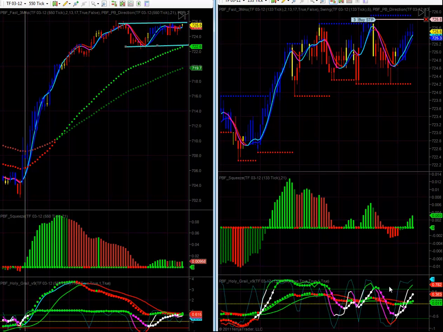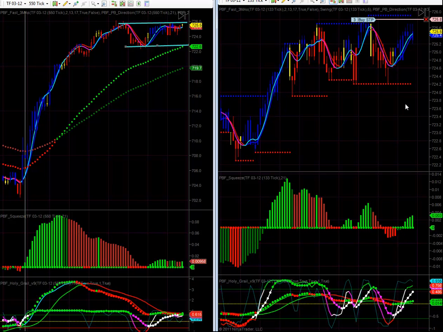Okay, the 133 Holy Grail is participating. It's telling us, as we can see in the price pane, that the prices do want to go up. Again, the Holy Grail on the 550 is still upward bias, but not a heck of a lot going on. You see the consolidation on the 550 tick. So I wouldn't be surprised if we continue to bounce and test down here, but let's see what happens.